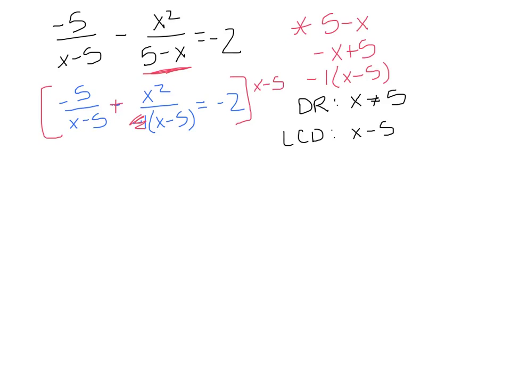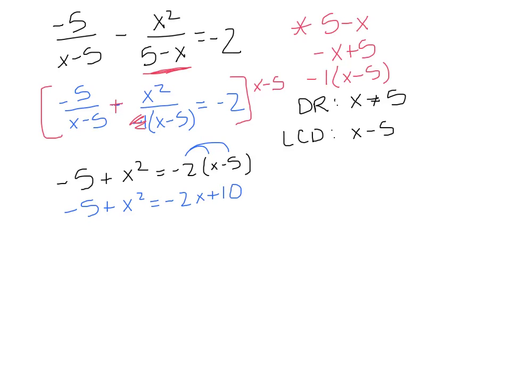The first fraction cancels out, and we are just left with negative 5. In the second fraction, it also cancels out, so I'm left with x squared equals negative 2 times x minus 5, because it doesn't cancel out on that side. So now let's do a little bit of math to simplify. We've got to distribute. So we're going to end up with negative 5 plus x squared equals negative 2x plus 10.